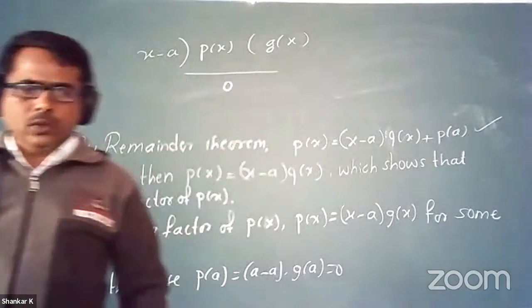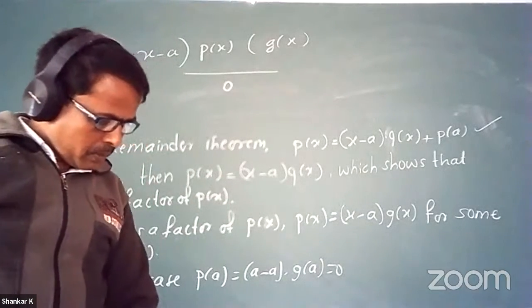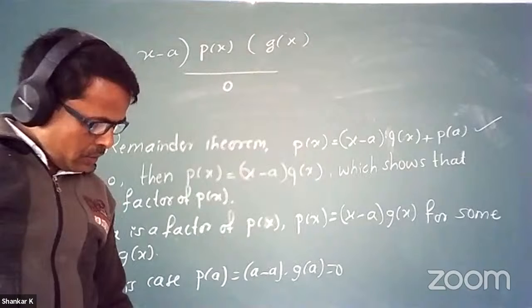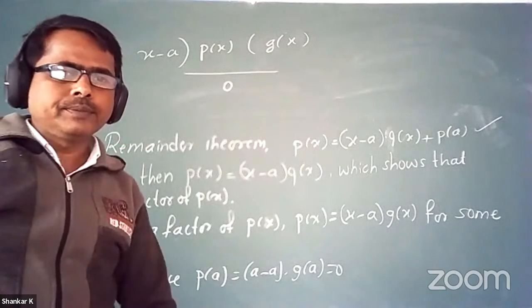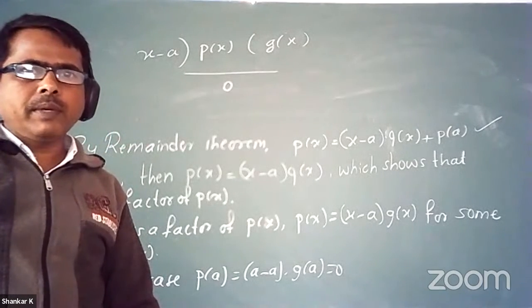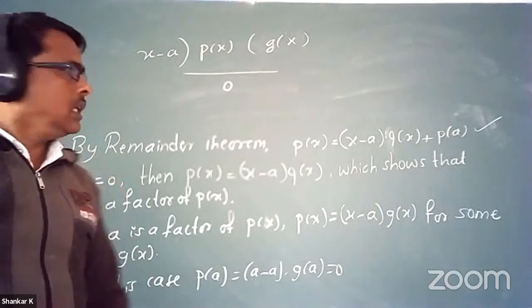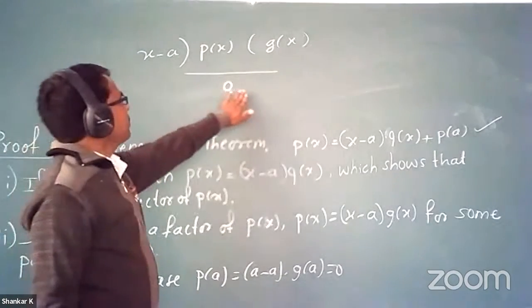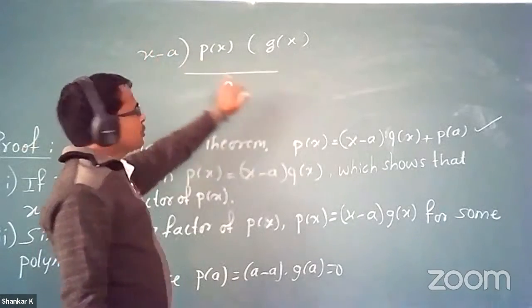Okay. Now we shall go to some exercise problems. If you have understood the statement, that is fine. You must understand the statement. The only thing is that P of a is 0, it is a factor. P of a is 0.